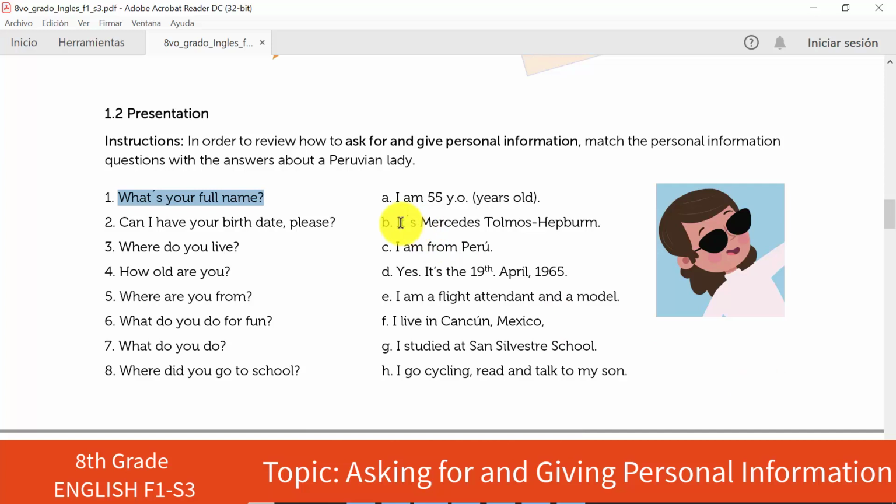It's Mercedes Tolmos Hepburn. Ahí está, the answer. See? That's the answer. So you make a line, okay, es una línea to match the questions with the answers. Una línea para juntar las questions y las answers.